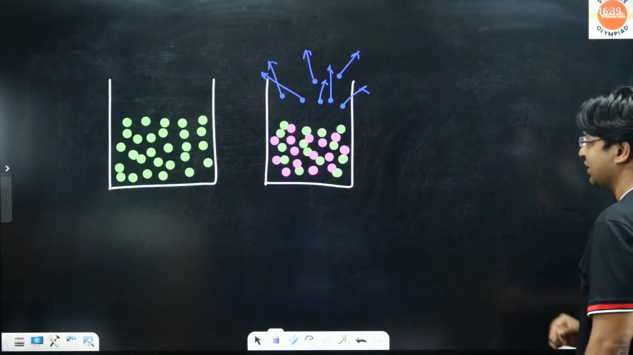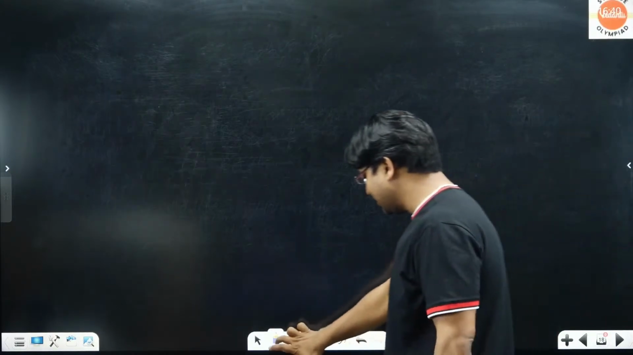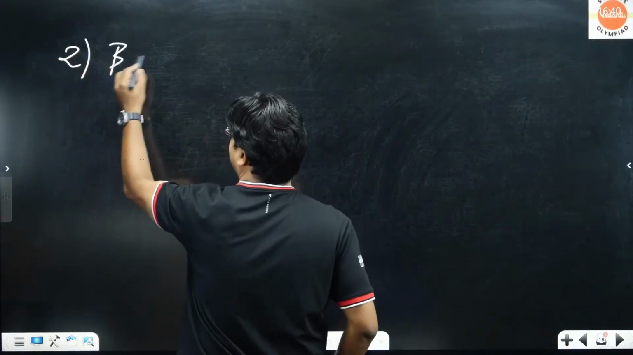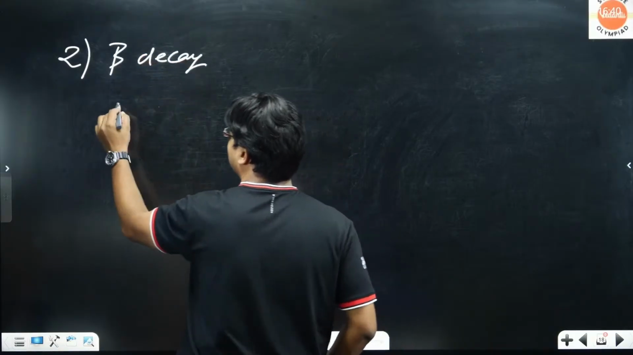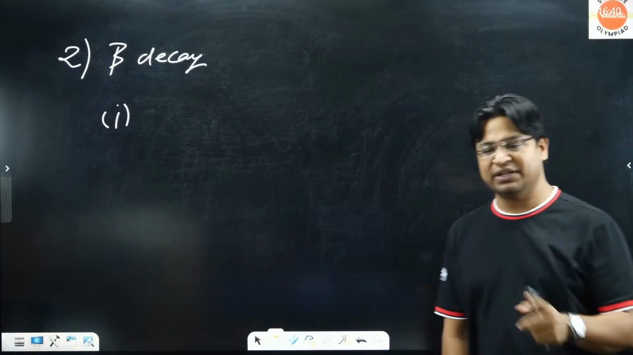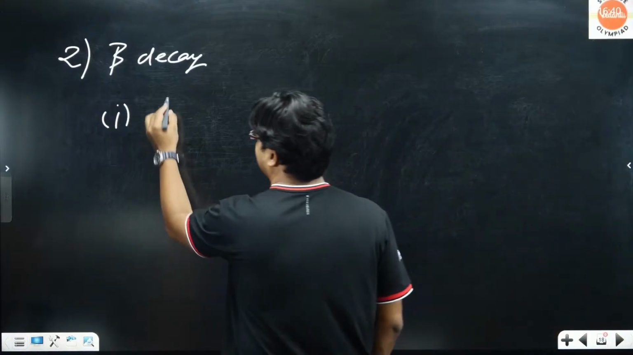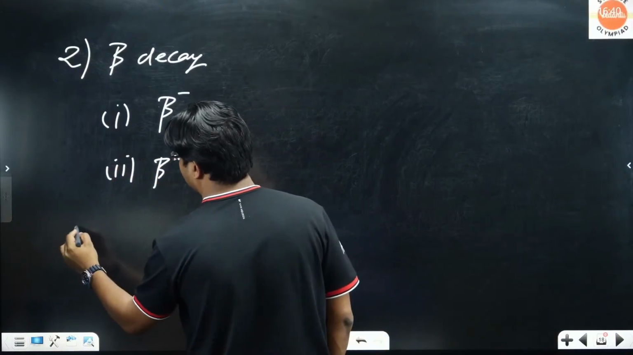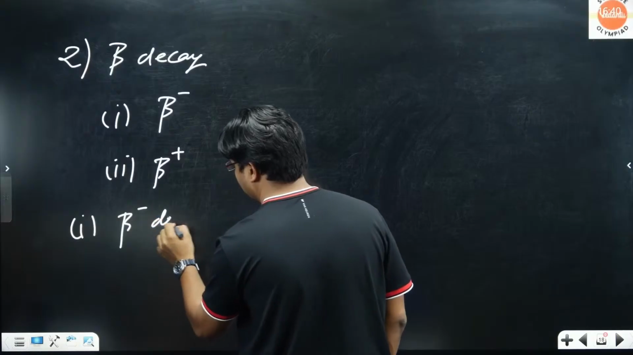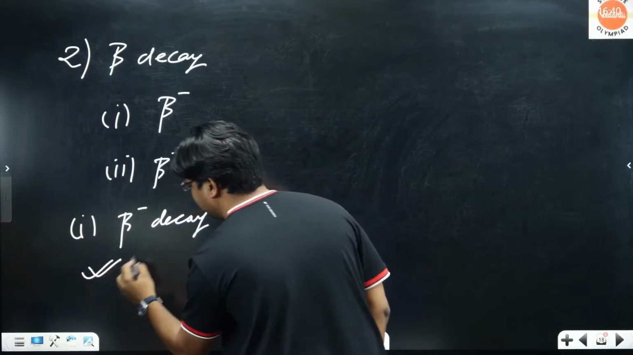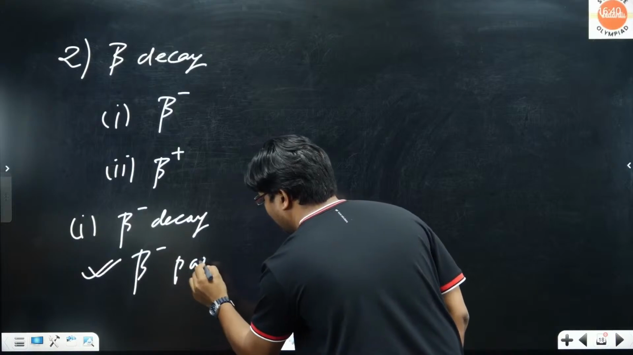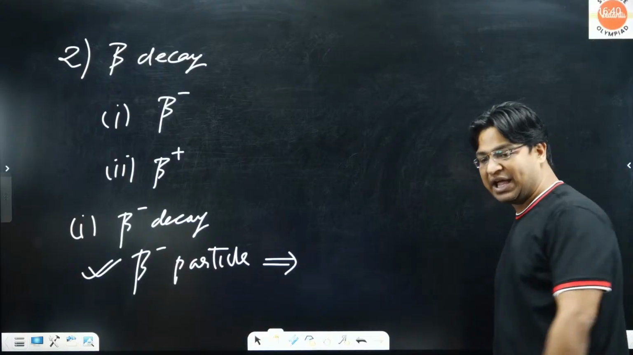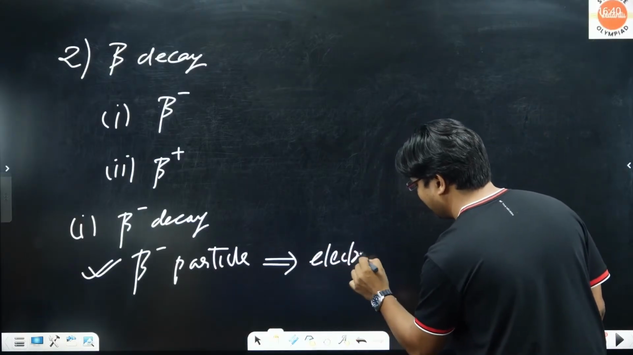Now, what are the other kinds of decay that we can talk about? The second type of decay is called beta decay, and actually there are two kinds of beta decay. One is beta negative and the other is beta positive. Now, what is a beta negative decay? Before that, we need to talk about what a beta particle or beta negative particle is. A beta negative particle is nothing but an electron. It is simply an electron.